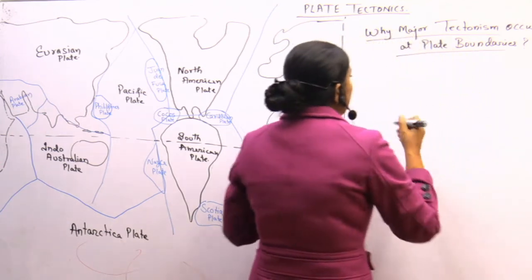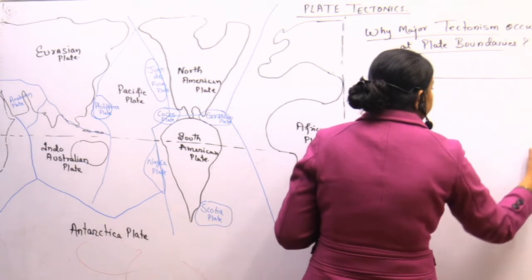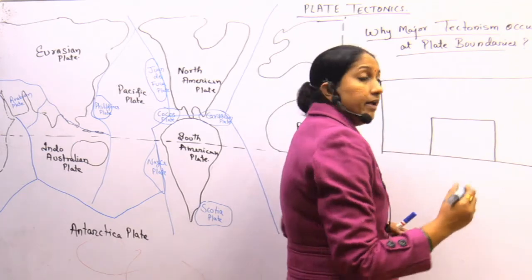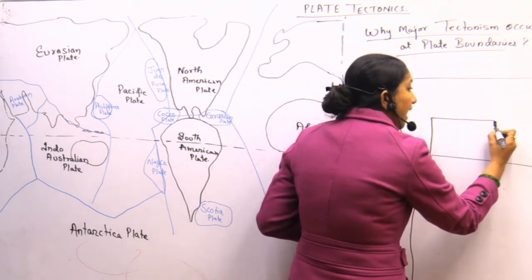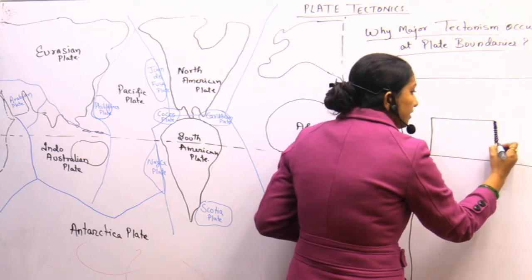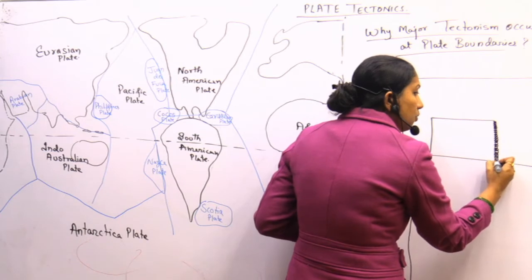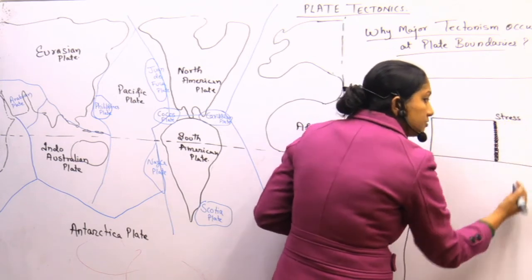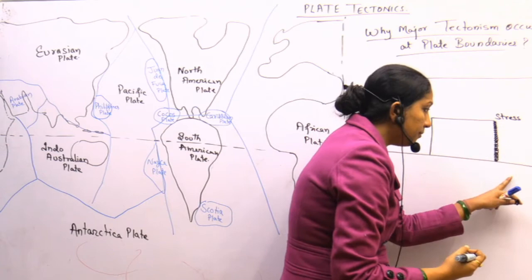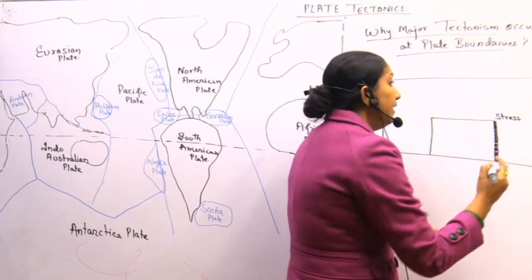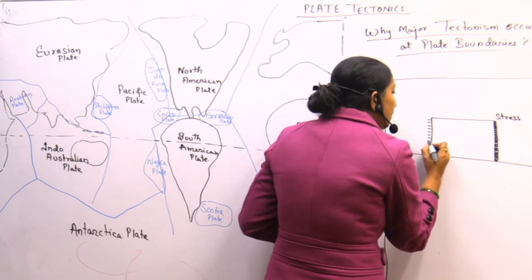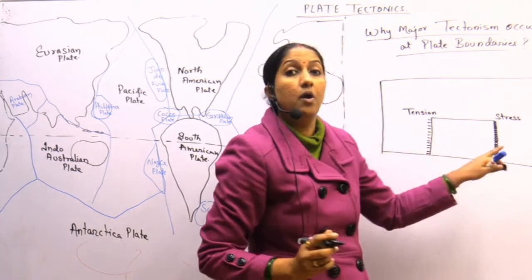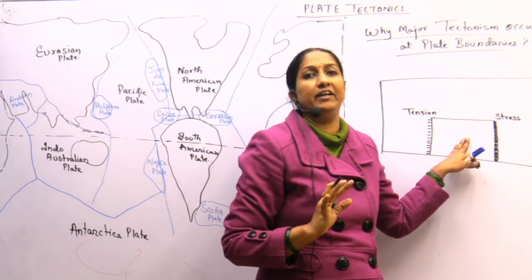Let's try to understand this. Suppose there is one tectonic plate here. This part of the plate is getting heavier, so it is subducting downward. Due to the force of gravity, it is pulled downward, so stress is applied here. If the stress is applied at this end of the plate, then the tension will be transferred to the other end of the plate without any deformation of the plate interior.